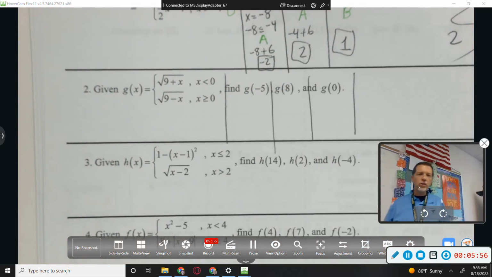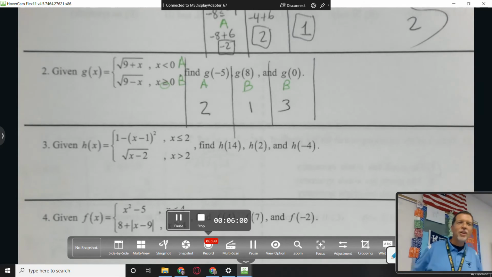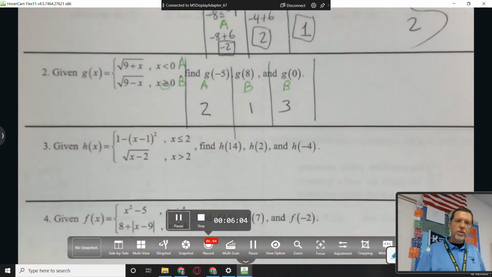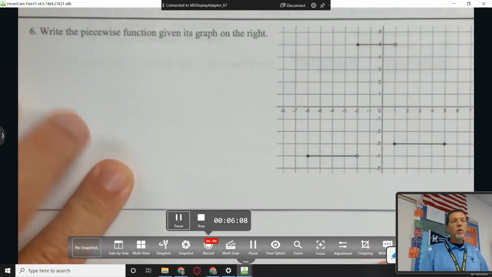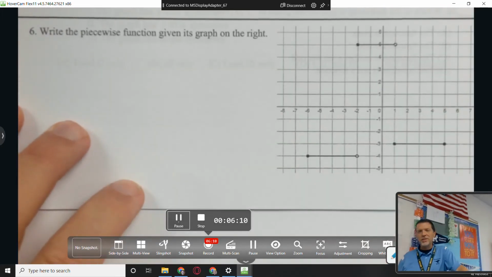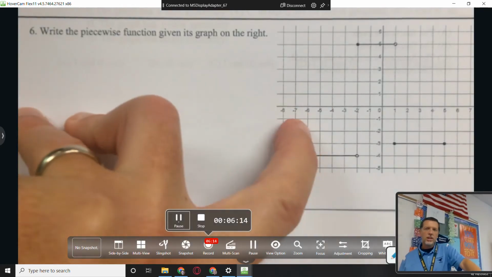All right, why don't you try number 2? So there's our answers to number 2. Hopefully you got all 3 of those. Let's jump down to number 6. Write the piecewise function. So this is a little bit different. You're going to write the function that goes with that picture.